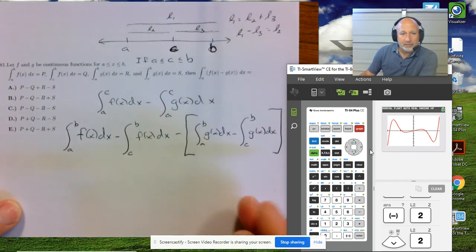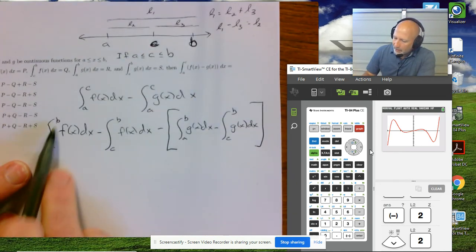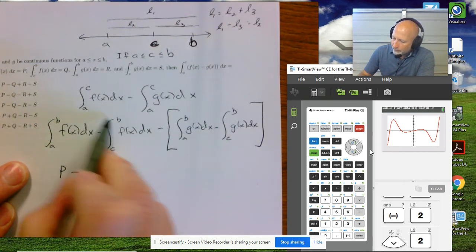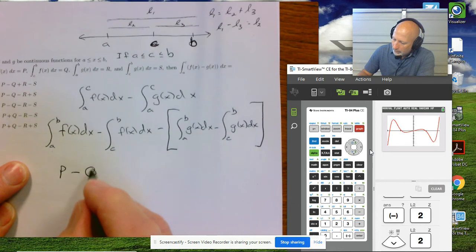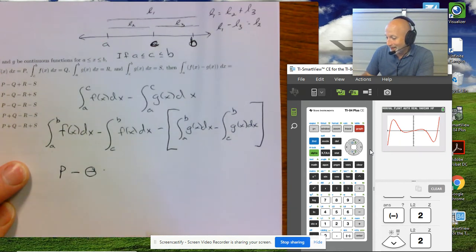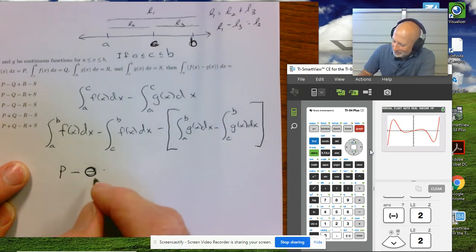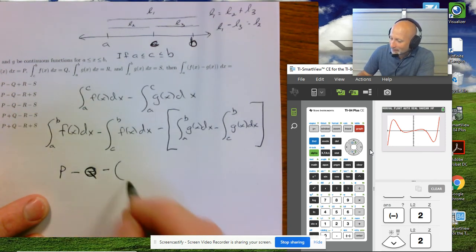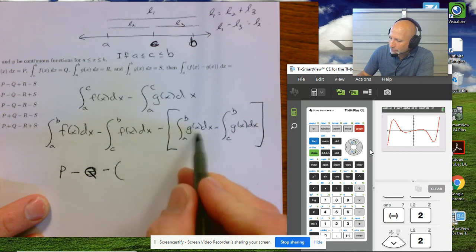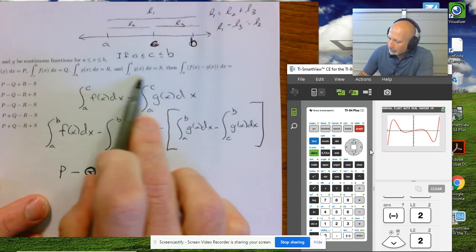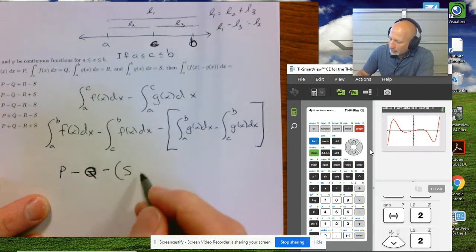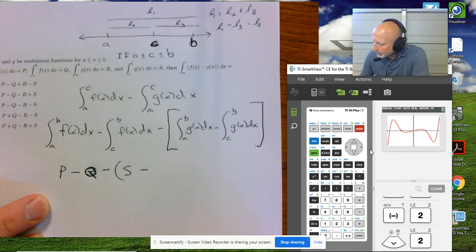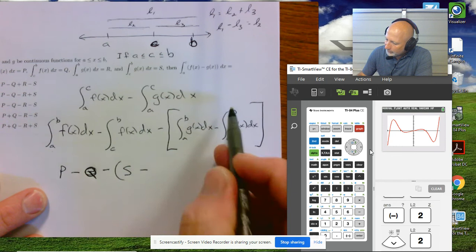Okay, so let's go ahead and place in the values that I know. The integral from A to B, well, that's just P, minus the integral from C to B, well, that's just Q. Been doing too much math lately. Minus the integral from A to B of g of x. A to B of g of x is S. Minus the integral from C to B, did I do that right?